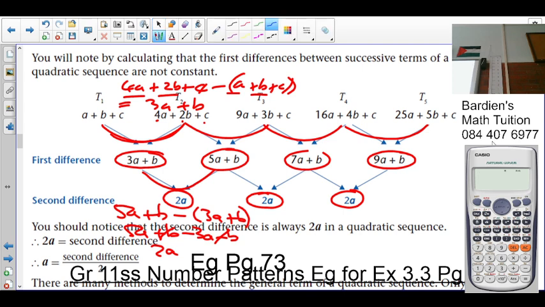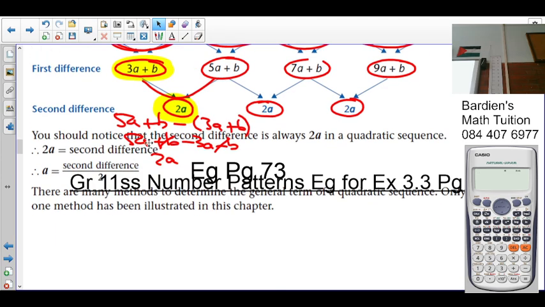So with that in mind, you see this here? This is now going to become of utmost importance to us. On the first term's place, what do I have? a plus b plus c. What do I have on the first difference? In the first term of the first difference, 3a plus b. What is your second common difference? Always 2a. So this here is going to become of utmost importance to us. Right? You guys understand? So let's look at the application thereof.